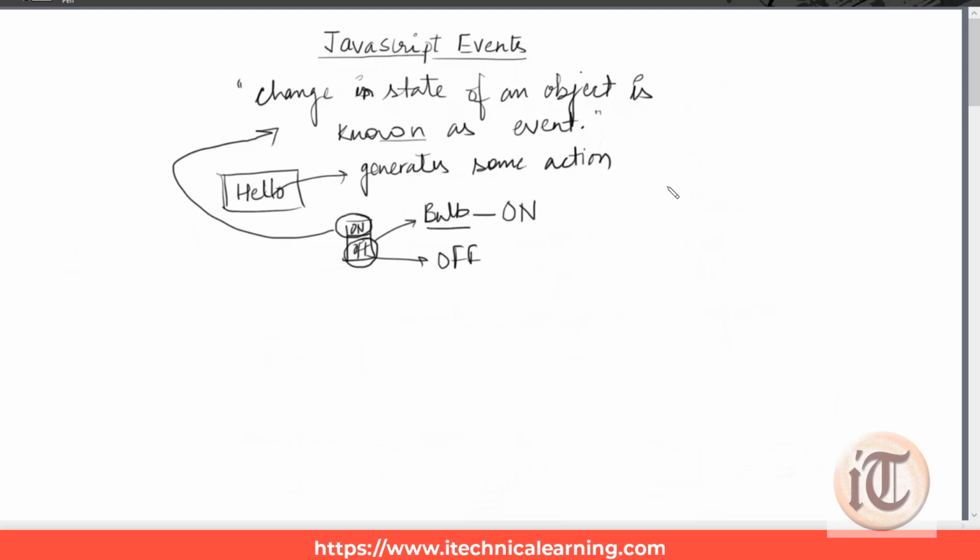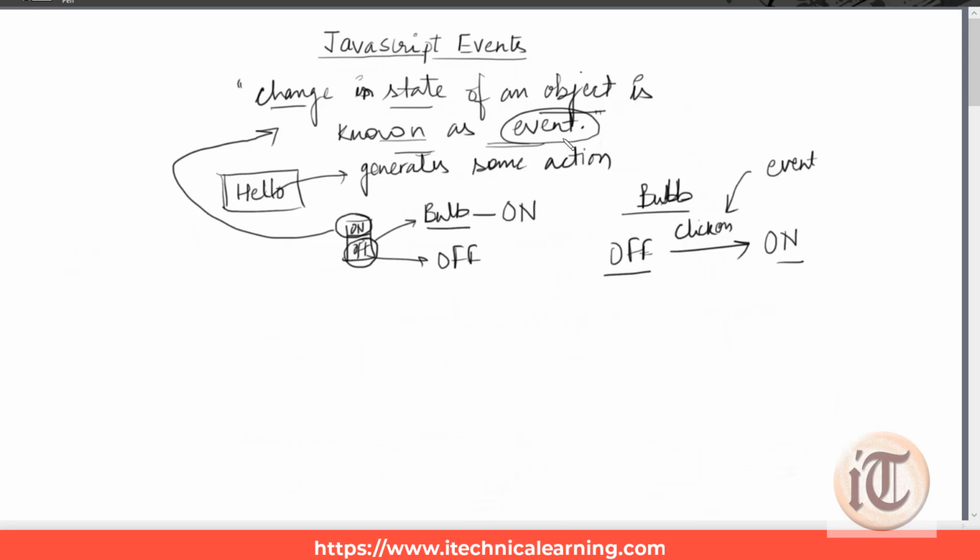So suppose I talk about the bulb and its state is off, and I perform a certain event, say I click on, then this state will be changed. This is state 1, this is state 2, and the reason behind it is this event. This is what an event actually is, and in JavaScript the definition remains the same: the change in state of an object is known as an event, or is caused by an event in JavaScript.